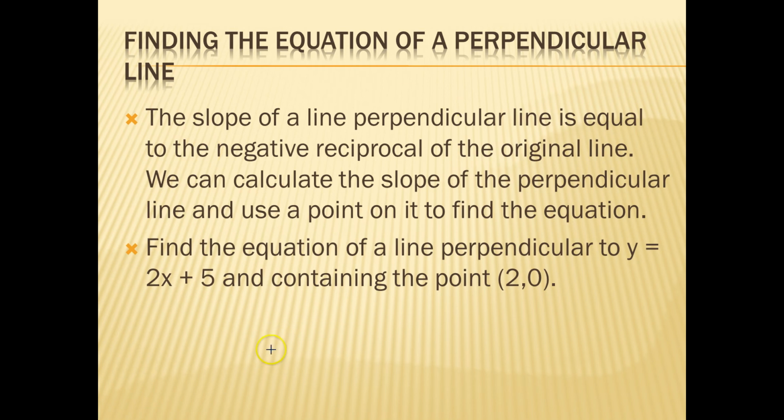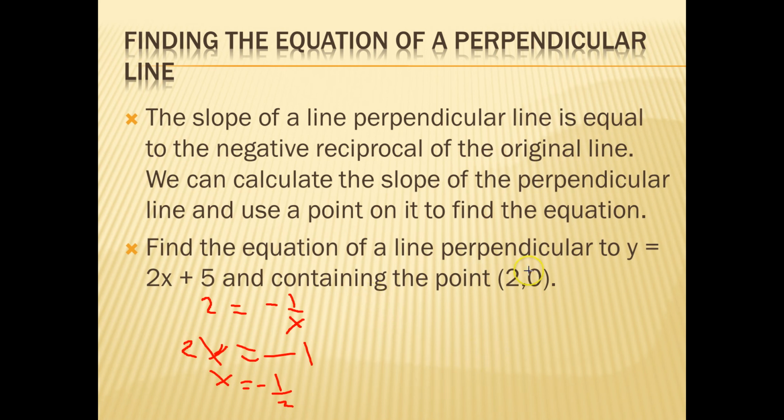So the original line has a slope of 2, and we know that the new slope is equal to negative 1 over 2, as it is the negative reciprocal. So we multiply both sides by 2, so we get 2m is equal to negative 1, divide both sides by 2, m equals negative 1/2. So now we just simply plug this into the slope-intercept equation.